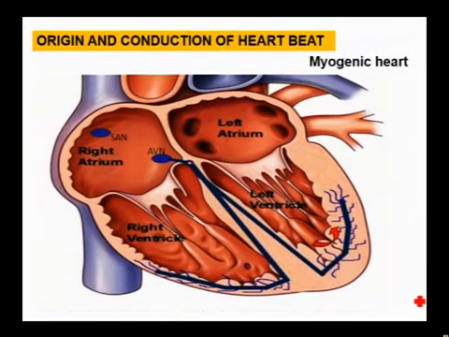The origin and conduction of the heartbeat. Heartbeat is nothing but the systole and the diastole together. Human heart is myogenic. It has the origin of the heartbeat by a set of muscular tissue, which is said to be the sinoatrial node. It is also said to be the pacemaker. It sets an electrical impulse of contraction.